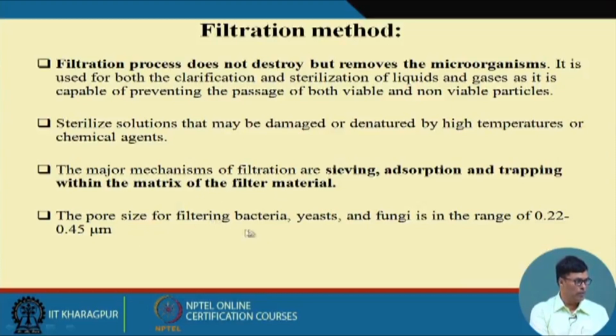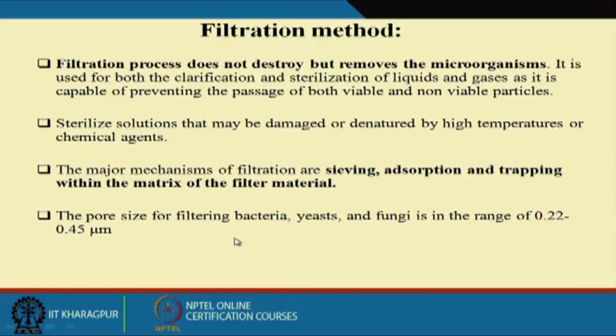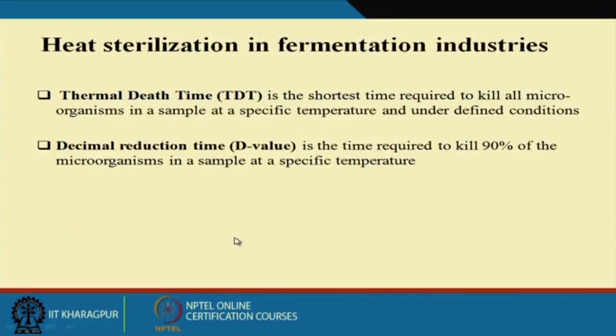The pore size of the filter for filtering bacteria, yeast and fungi is in the range of 0.22 to 0.45 microns. So this is the size. The more we go to the lower pore size, the pressure drop across the membrane will be high.